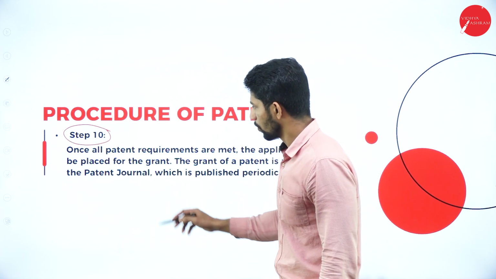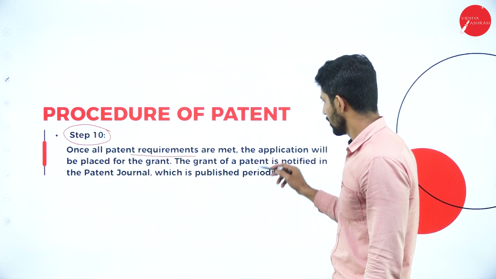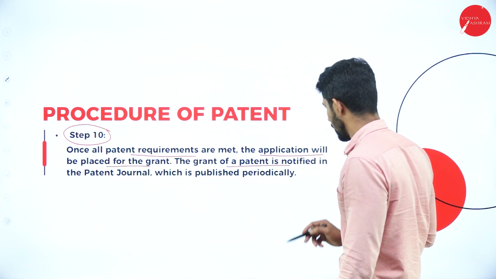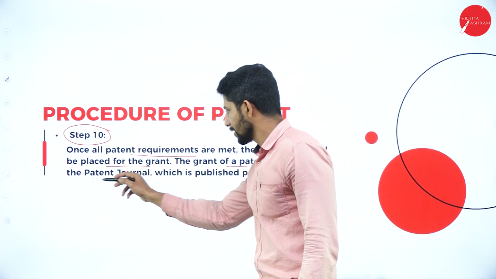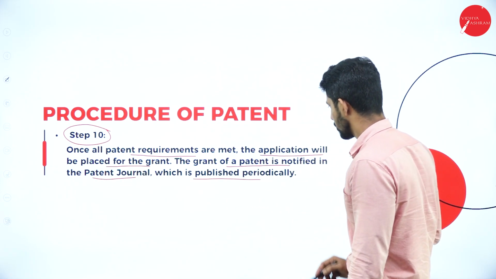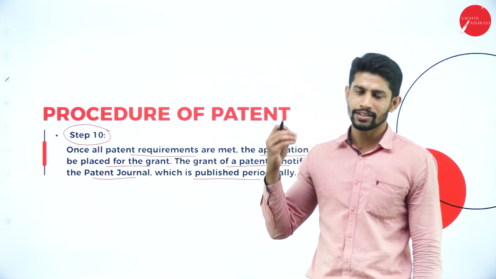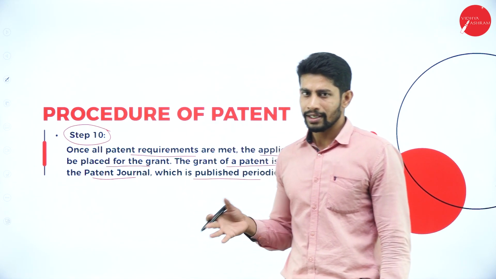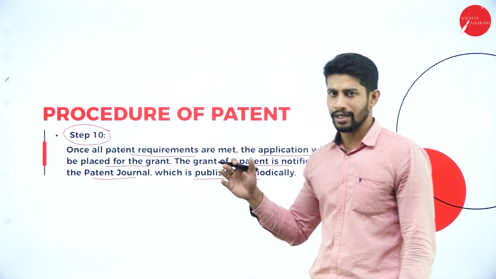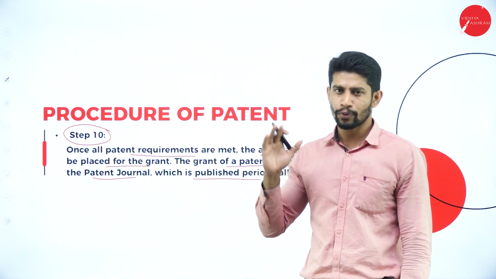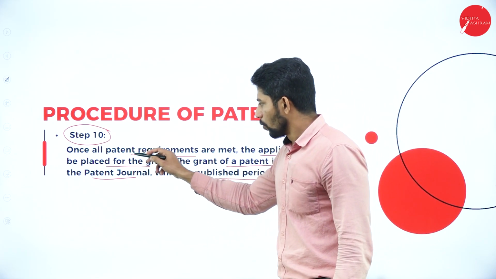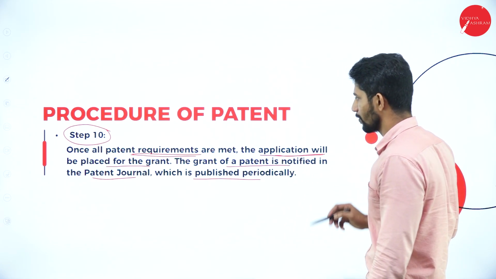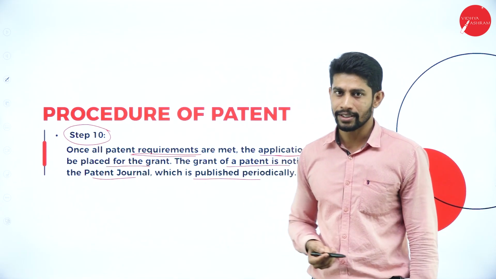It talks about how, once all patent requirements are met, the application will be placed for the grant. The grant of the patent is notified in the patent journal, which is published periodically. So that means once you satisfy all the required criteria for your particular invention, everything is cleared and given approval. Then finally, once all the patent requirements are met, the application will be placed for a grant of patent for your invention.